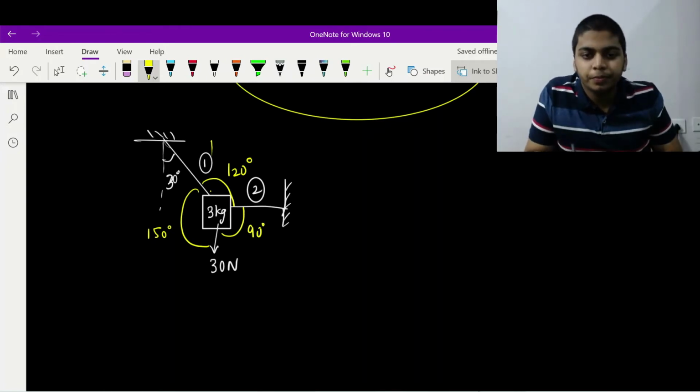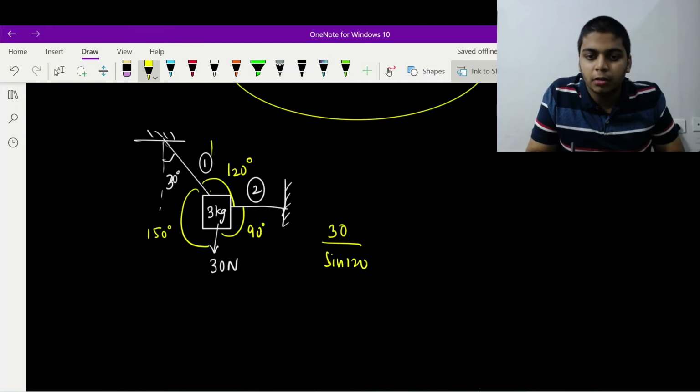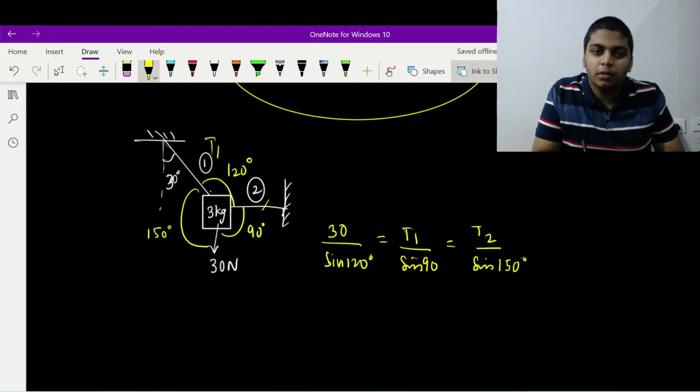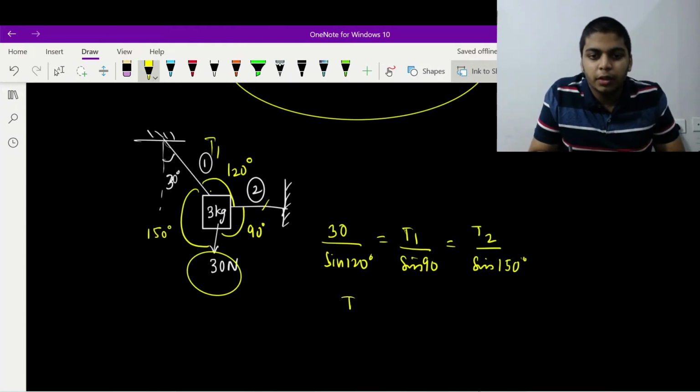So now let us use the Lami's theorem. So 30 newtons by sine 120 is equal to T1 by sine 90, and this is also equal to T2 by sine 150. Don't forget to consider the angles which are right opposite to your physical quantity. Okay, so this is your T2 and this is your 150. This is your T1 and this is your 90, and if this is a 30 Newton, this is your 120, right?